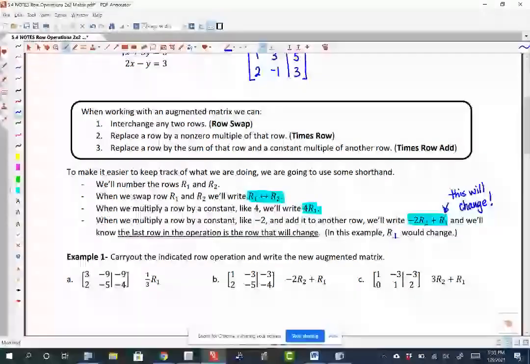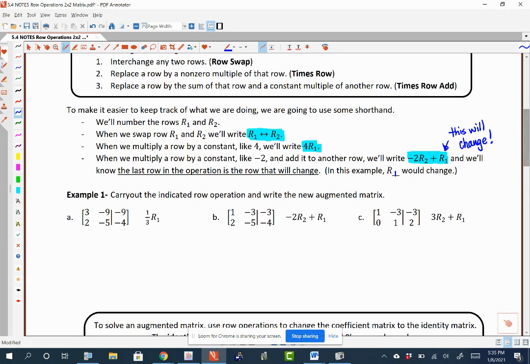So we'll remind ourselves what that looks like in just a second. Before we solve some systems, let's just practice a little bit with this notation. So let's look at example 1. It says to carry out the indicated row operation and write the new augmented matrix. So we're not solving here. We're just going to practice some of this notation, this shorthand.